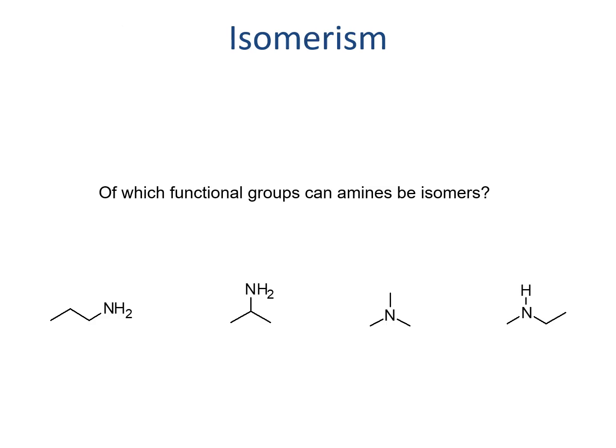Since amines are still amines, even when you change the number of carbons attached to the nitrogen, most of the isomers of amines are also amines. But we can have different positions, like the first 1-propanamine that we see on the left versus the second molecule, which is 2-propanamine. Those would be positional isomers of each other.